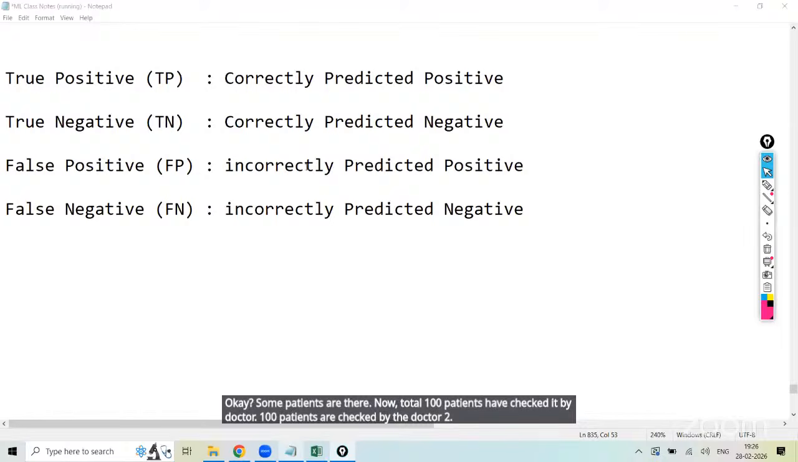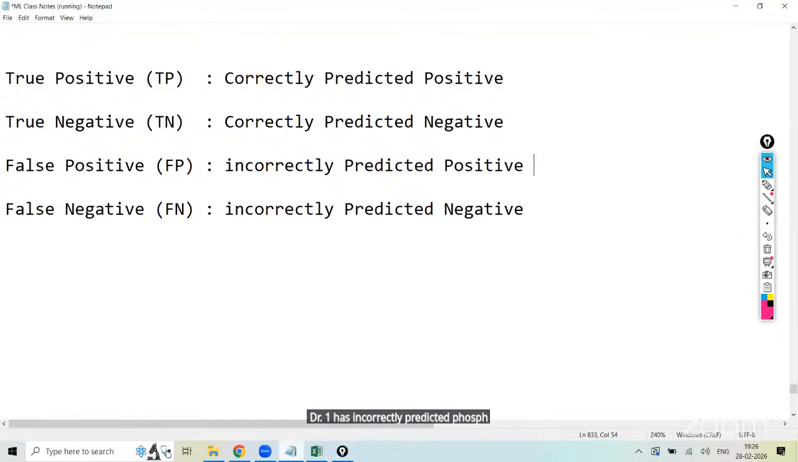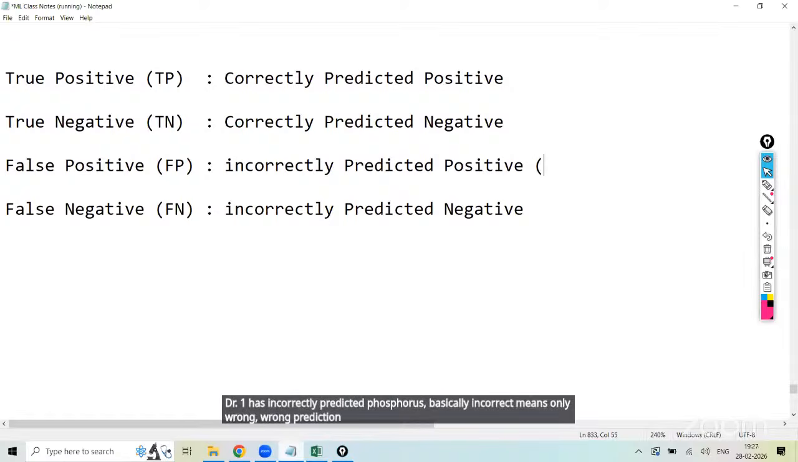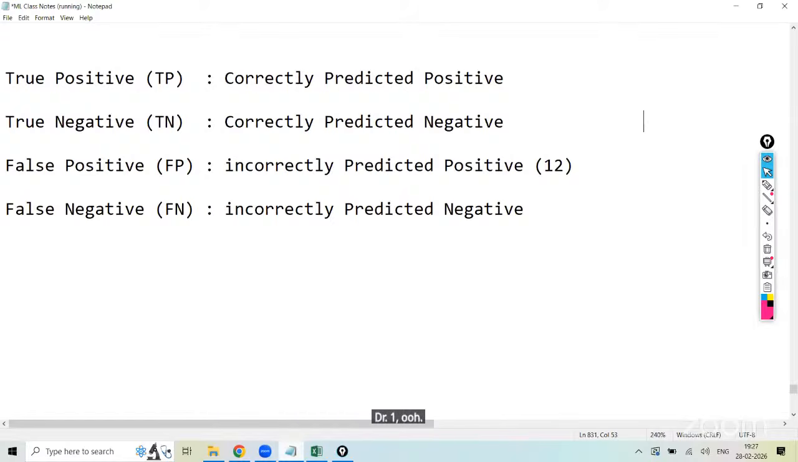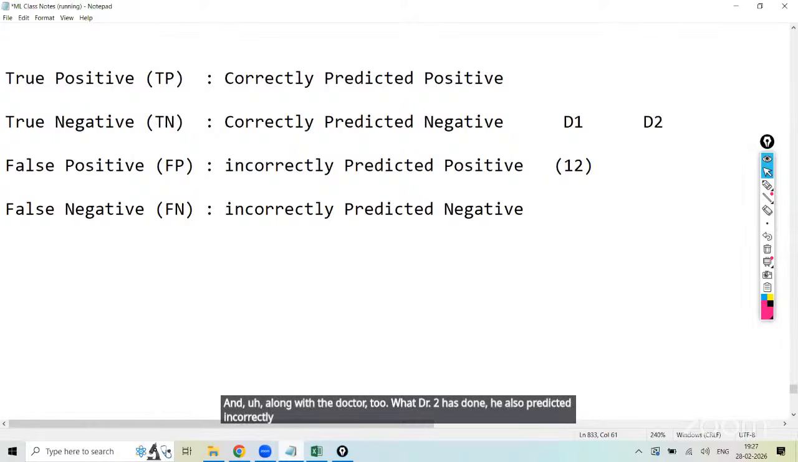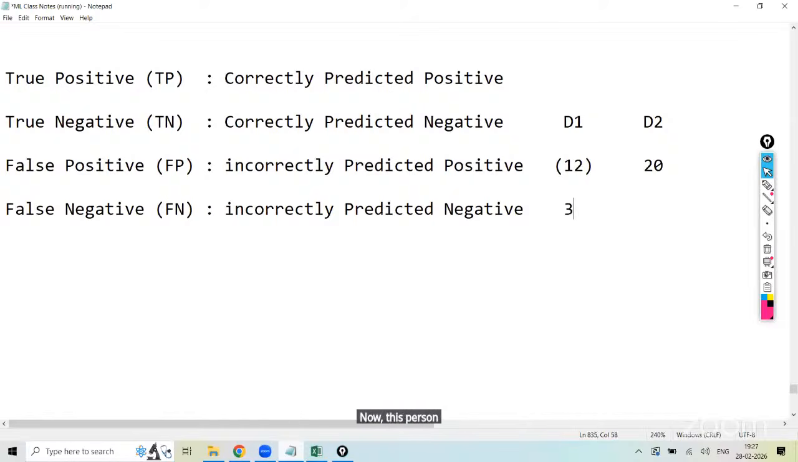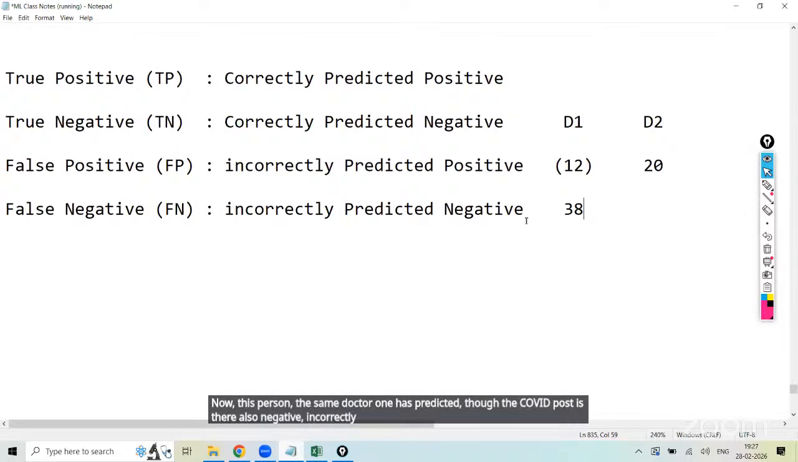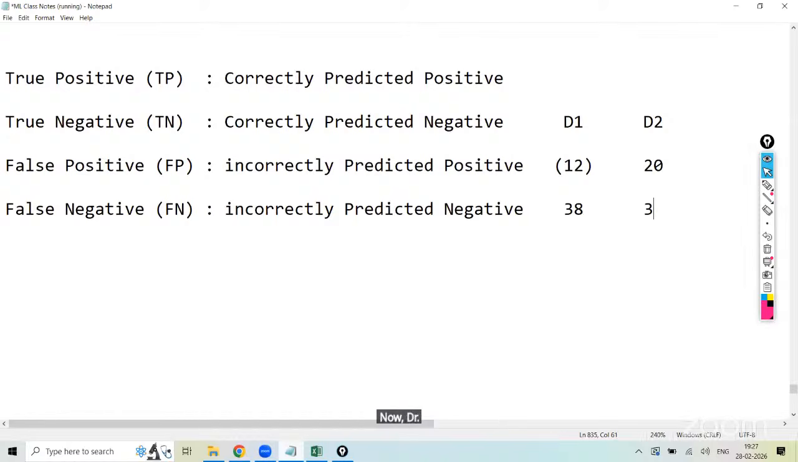Doctor 1 has incorrectly predicted positives. Basically, incorrect means only wrong prediction. Incorrectly predicted positives he has predicted as 12. I am writing Doctor 1: he has predicted incorrectly negative patients as positive patients. Along with that, Doctor 2 also predicted incorrectly negative patients as positive, as 20, assume. Now the same Doctor 1 has predicted COVID positive patients incorrectly as negative, 38. Now Doctor 2 has predicted 30.